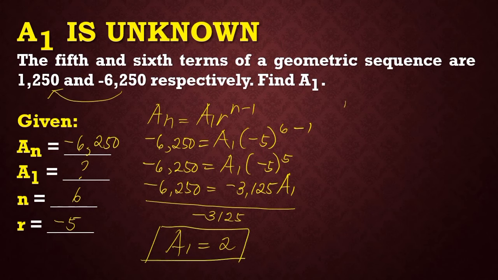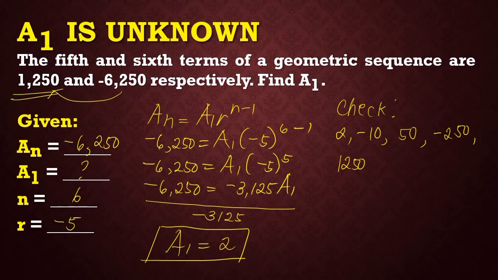So, to check, ayan, mahalaga po kasi na may checking para nakikita nyo na, ay tama pala na 6th term nung sequence na to ay 2. So, 2, mag-multiply ka ng negative 5, magiging negative 10. Another negative 5, magiging 50. Another negative 5, negative 250. Another negative 5, magiging 1,250. Ayan o, nasa given. And then, another negative 5, negative 6,250. So, our first term, which is 2, is correct.